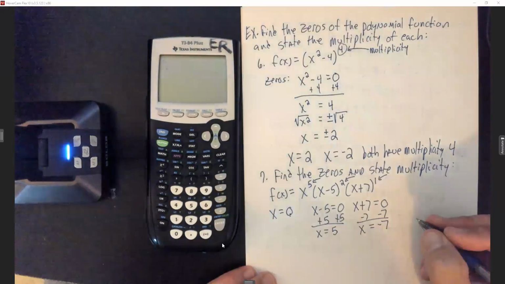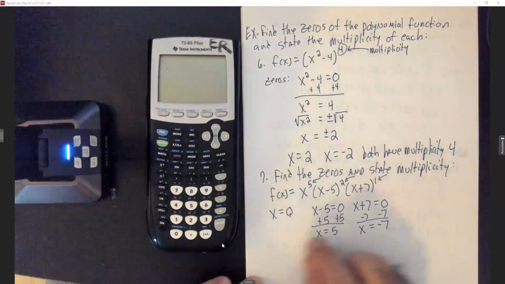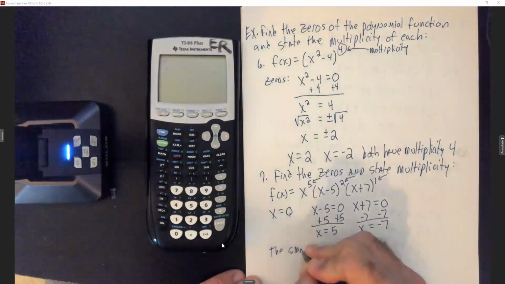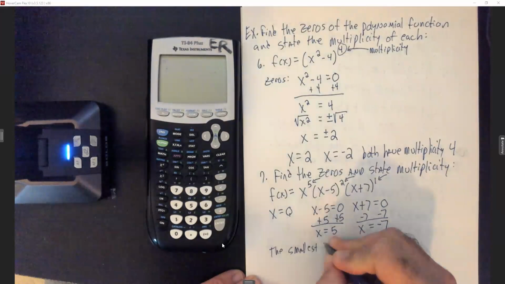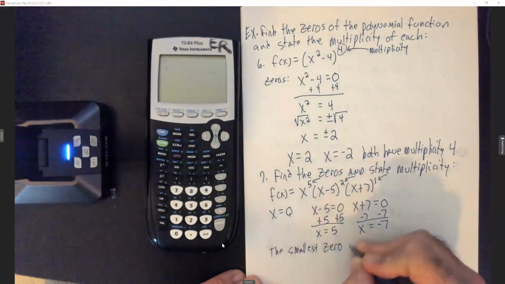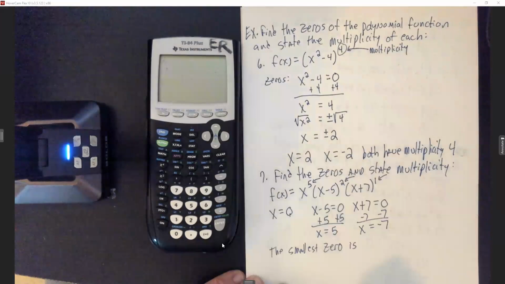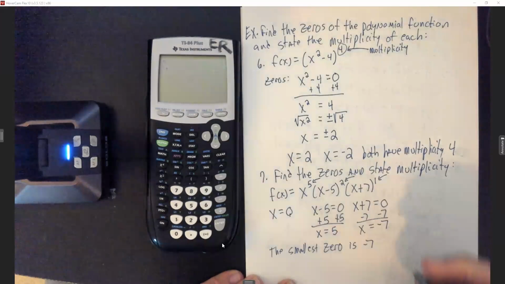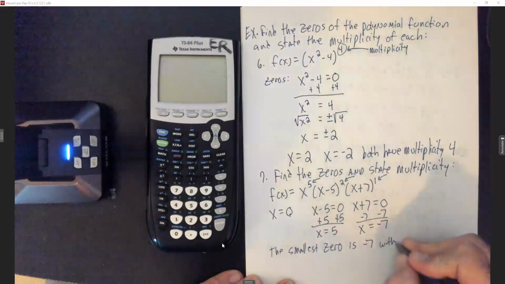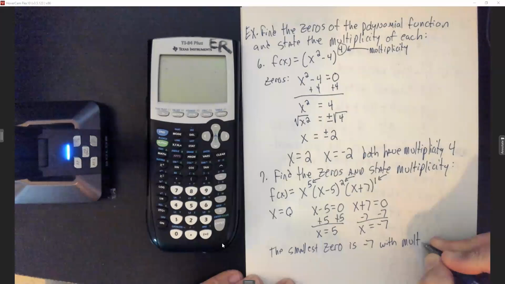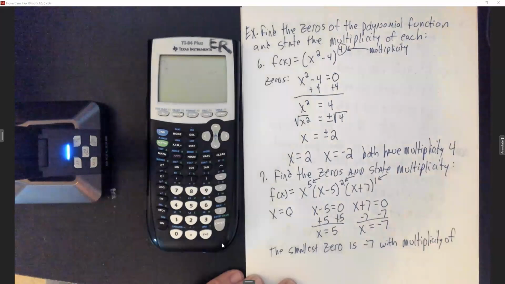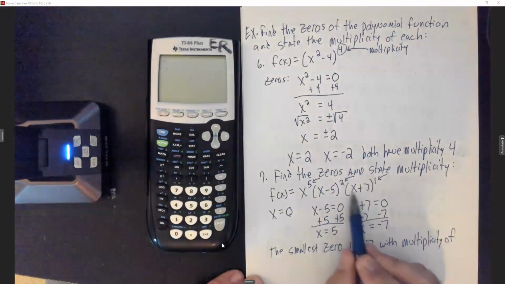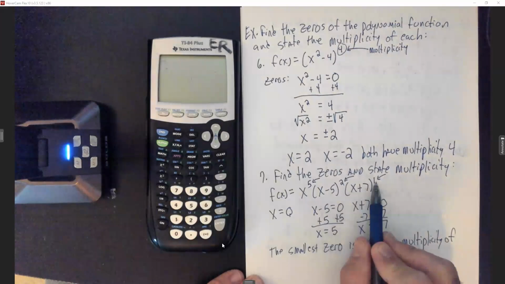So the way they did this, they said, hey, the smallest 0. So the smallest 0 I had, I got a 0, a 5, and a -7. The smallest 0 was -7 with multiplicity of, well, y'all, my 0, -7 came from this factor. It didn't have an exponent out here, so we put a 1, which means it has a multiplicity of 1.